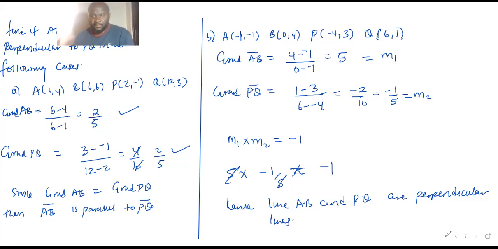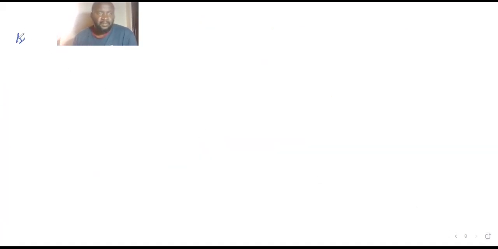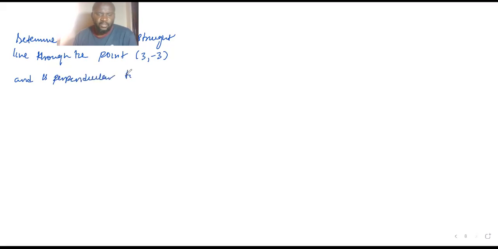So we can have the following example. The example says determine the equation of the straight line passing through the point (3, -3) and is perpendicular to the line with the equation 3x minus 2y minus 6 is 0.